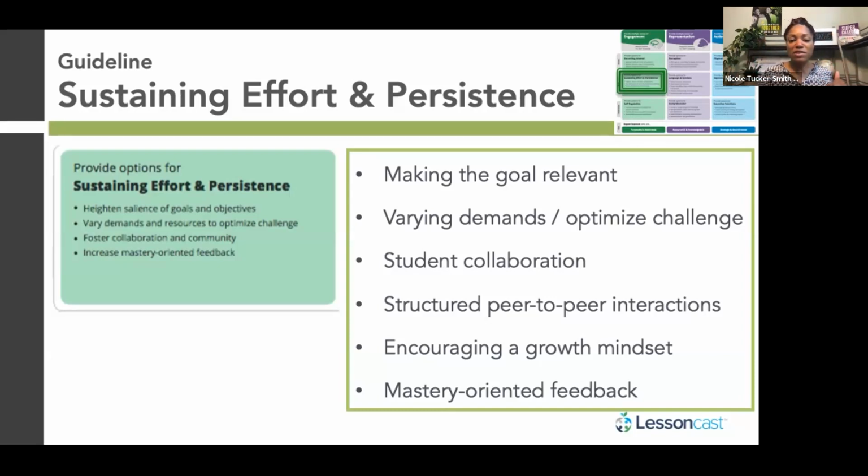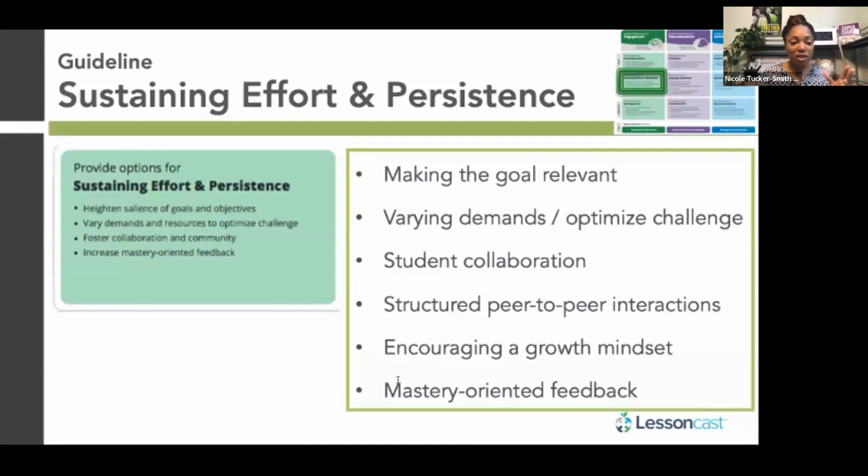And with sustaining effort and persistence, we're thinking about collaboration opportunities and structured peer-to-peer interactions. So I'm going to share with you a few structured peer-to-peer interactions. We're also going to talk about mindset. How do we encourage a growth mindset? And how do we offer mastery-oriented feedback?